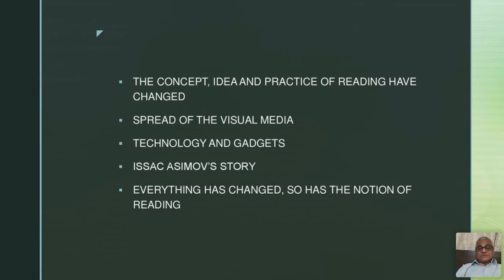Everything has changed. The way we dress, the things that we eat, our lifestyle, our work culture, almost everything has changed. It's not what it used to be 30 years back or 40 years back. So against that general backdrop, it is not surprising that reading, the habit of reading, the concept of reading, the idea of reading, the practice of reading, all these things put together, have undergone a tremendous change.